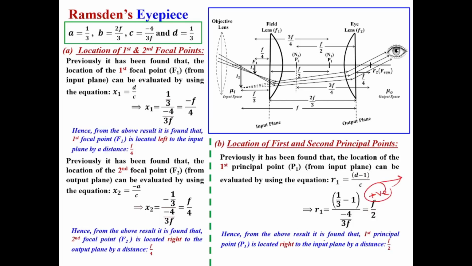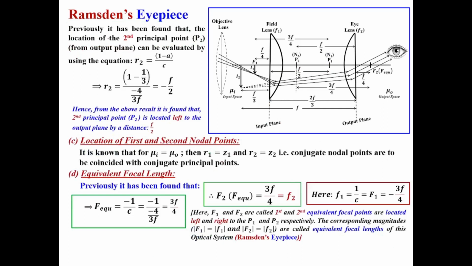From the above result, it is found that the first principal point P1 is located right to the input plane. This is your input plane. We have to move a distance of f/2, and then we can find the location of the first principal point. Got it? f/2.